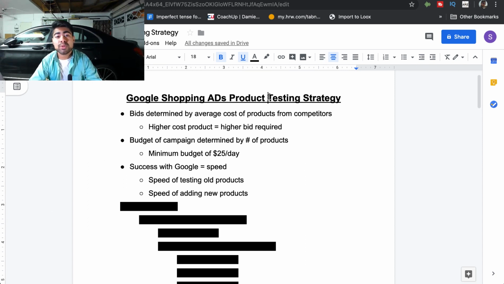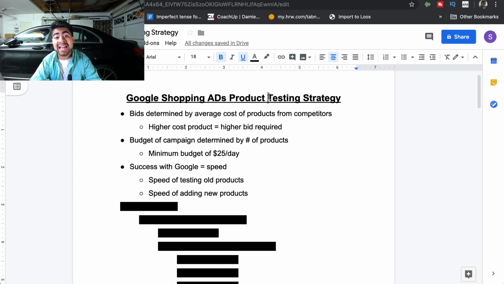Because remember, with Google Shopping ads, it's really hard to achieve $10,000 or $20,000 days with one single product. You can achieve those numbers, however, with multiple different products. And that is where speed comes into play. We want to find these winning products, these multiple winning products much faster. And in order to do that, we need to be very quick with how we test all the products that are on our store. But in addition, you should be very quick with adding new products as well.